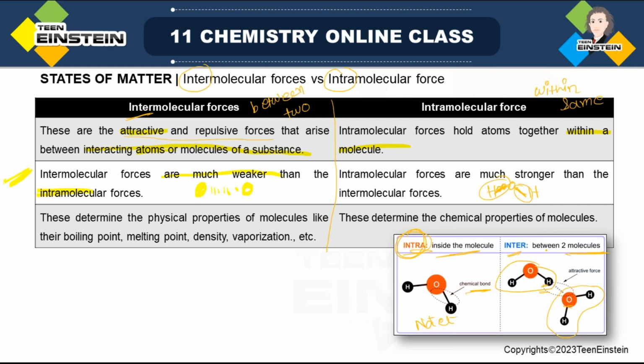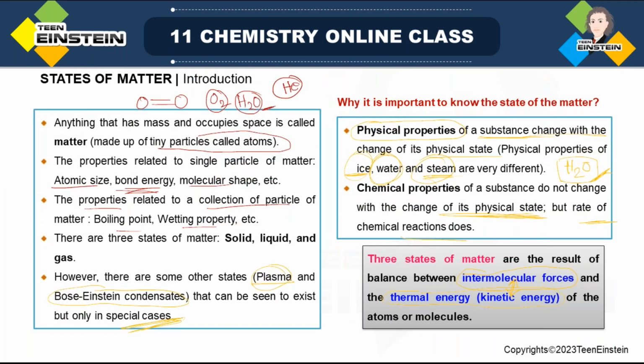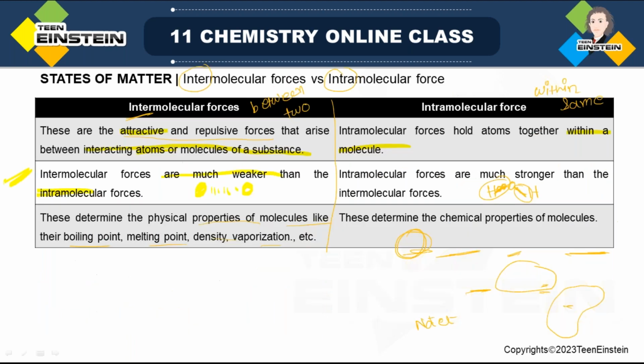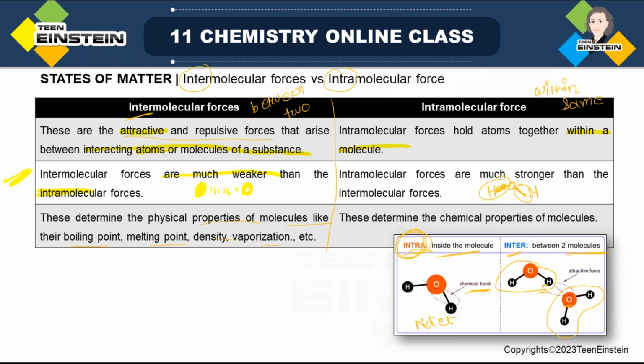This is the difference. The first one determines the physical properties of a substance like boiling point, melting point, density, vaporization, etc. You can easily understand it because when we talk about physical properties like this, obviously it is related to a collection of molecules. It is not related to a single molecule. When you talk about a single molecule, you can talk about bond energy. Just focus on this line that I discussed in the first slide. The properties related to a single molecule are like this. But when you are talking about a collection of molecules, now you have all these properties, boiling point, melting point, like this. So here also the same thing is written.